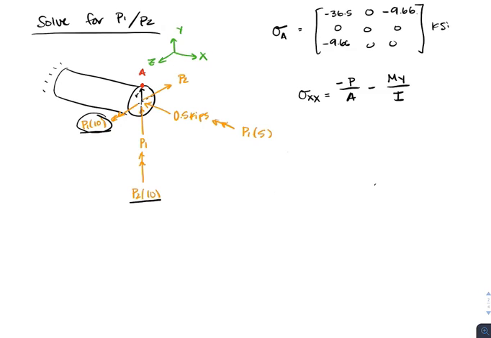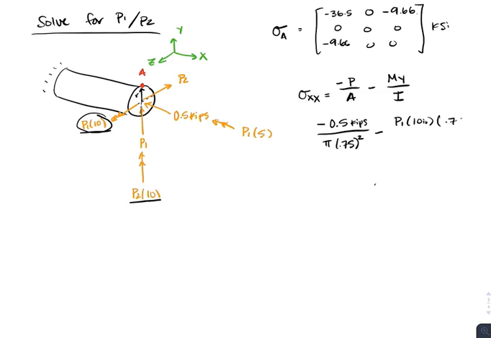So we'll just go ahead and plug in our values for that. So we're going to have a negative 0.5 kips over our area, which is going to be pi times our radius, in this case given as 0.75 inches, squared. And then we'll also have our moment, which in this case is P1 times 10 inches, times our y, which in this case is the radius, since that's how far it is away from the centroid.